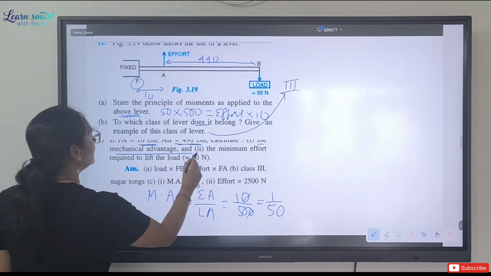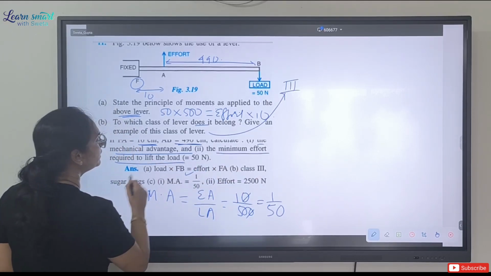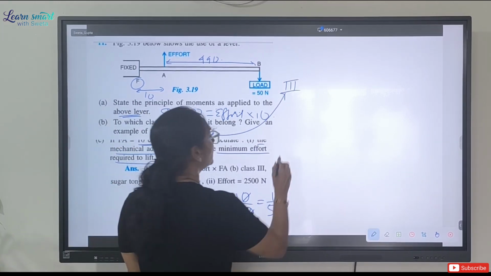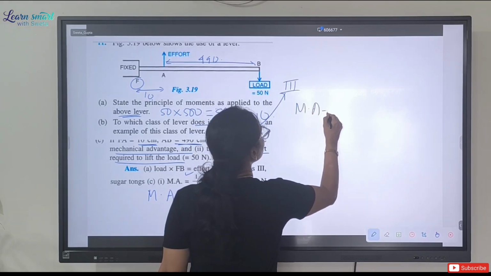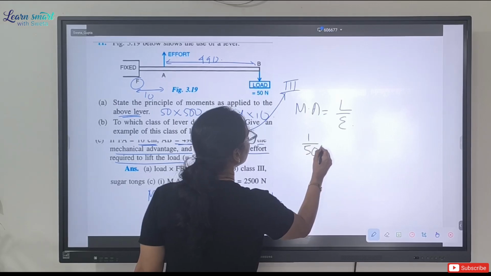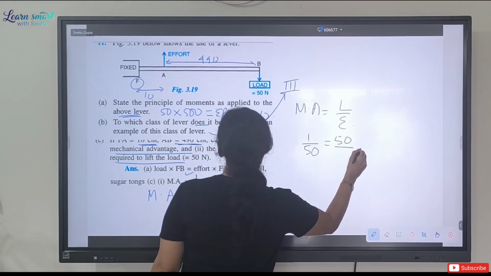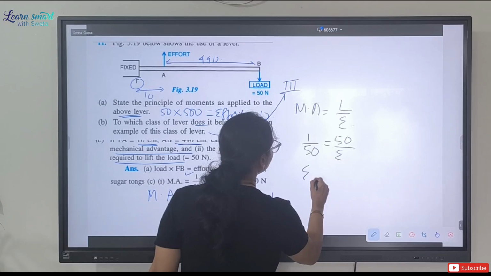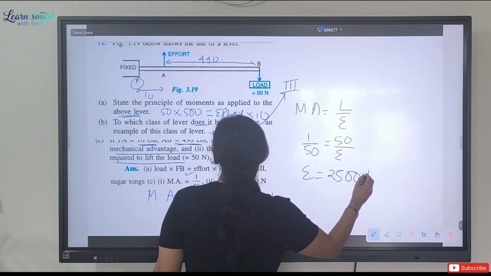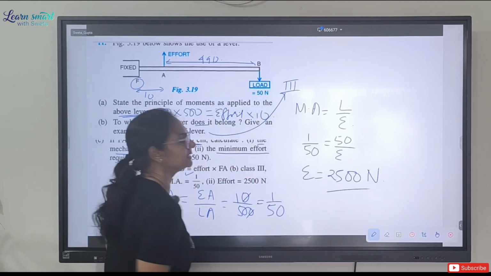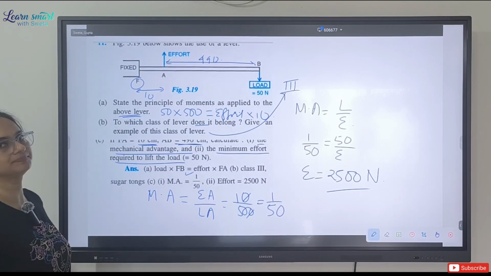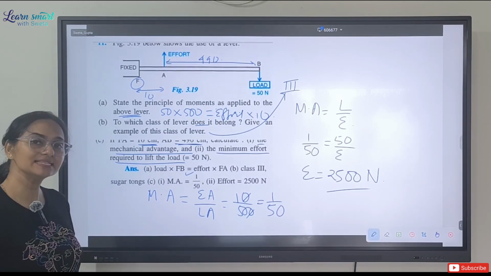And now they are asking the minimum effort required to lift the load. We have to lift the load, and what is the effort required? Same formula we will use, mechanical advantage is equal to load upon effort. Mechanical advantage we got 1 upon 50 is equal to load, which is 50, upon effort, which we have to calculate. So effort will become 50 into 50, which is 2500 Newton. And see, we got it in the same manner like we did all the questions. Simple, very easy. I hope it is clear. Let's see the next question.